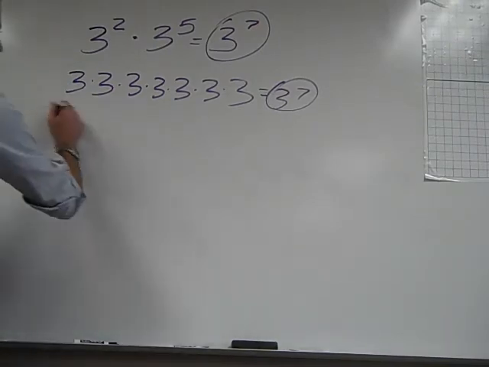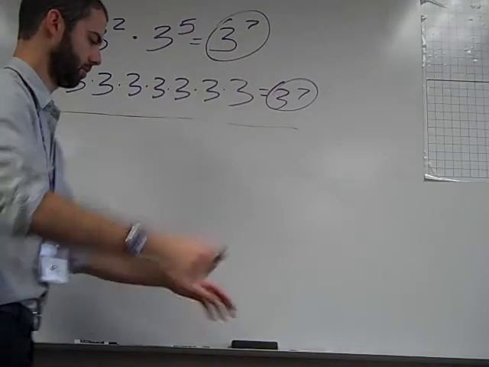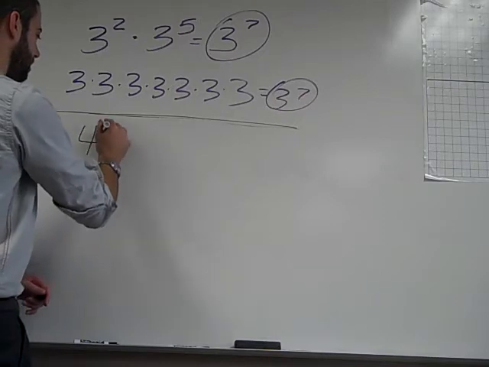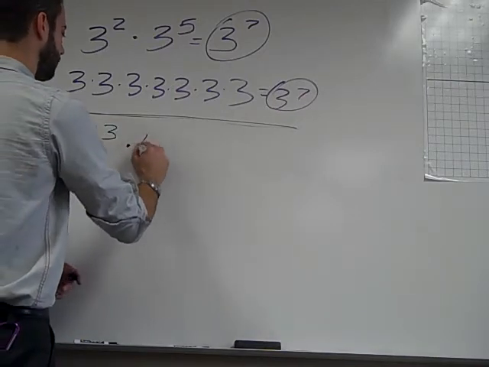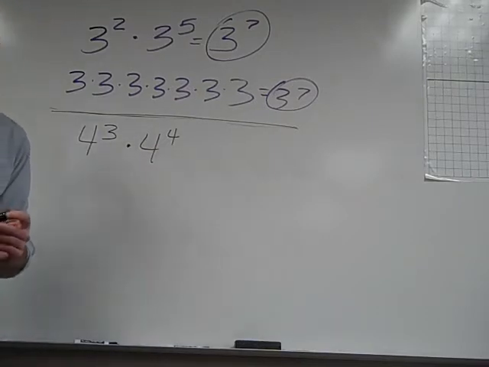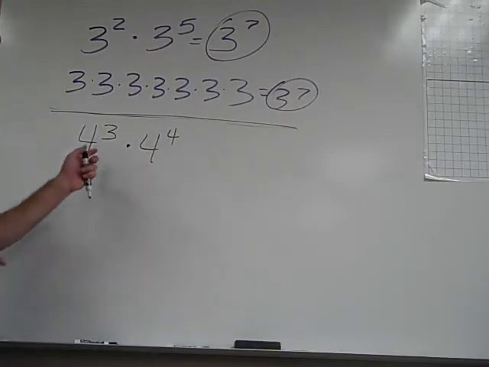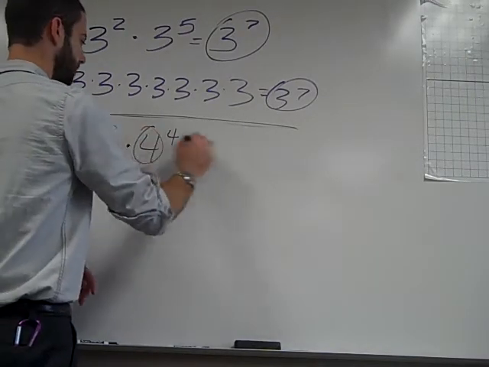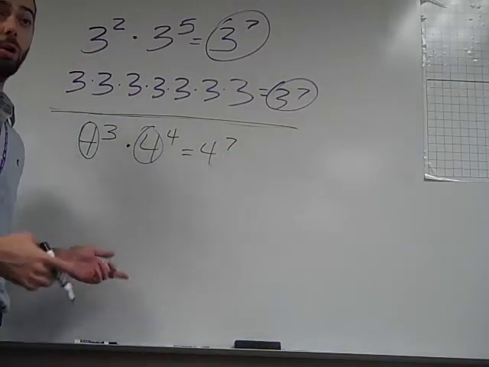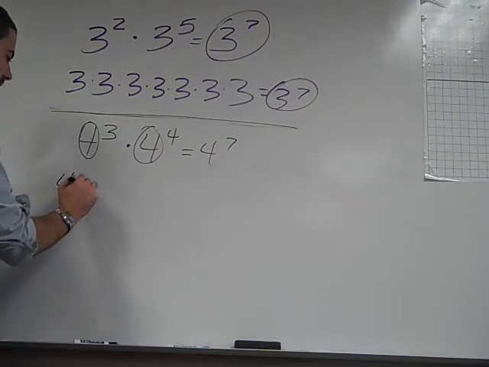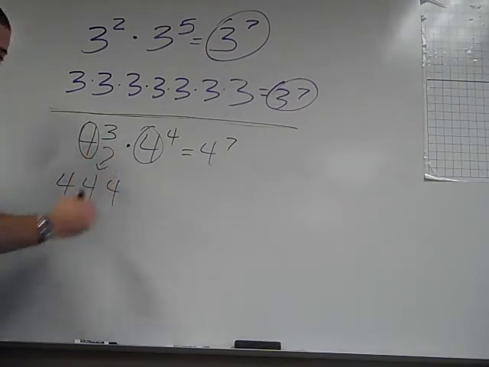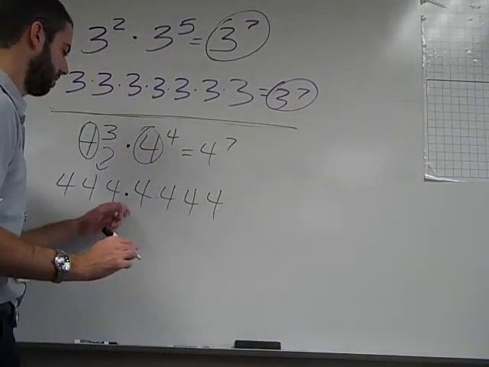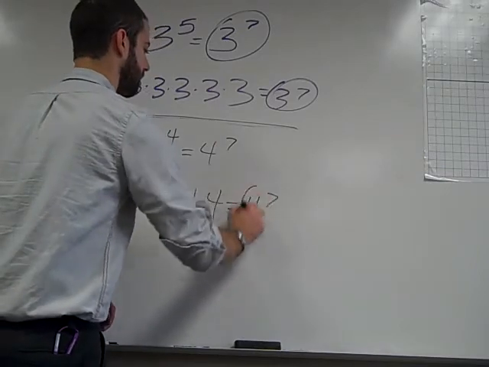So another problem might be 4 to the 3rd times 4 to the 4th. What would I do? Add the 3 and the 4. Yeah, we would just add these together. I'd keep my bases the same, so it's 4 to the 7th. Or if you want to do it the longer way, we could just do it like this. This is 4 times 4 times 4 times 4 times 4 times 4 times 4. There's 1, 2, 3, 4, 5, 6, 7. So that's 4 to the 7th.